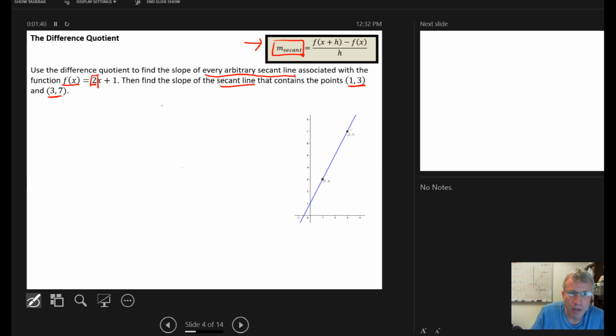So let's start off with part A, which tells us to find the slope of every arbitrary secant line associated with f of x. And to do that, we're going to use the difference quotient, which is sitting right here. So the difference quotient says do the function evaluated at x plus h minus the function evaluated at x, and then divide everything by h. So I'm going to go ahead and do that. So the first step in the numerator says evaluate the function. Here's my function, evaluated at x plus h.